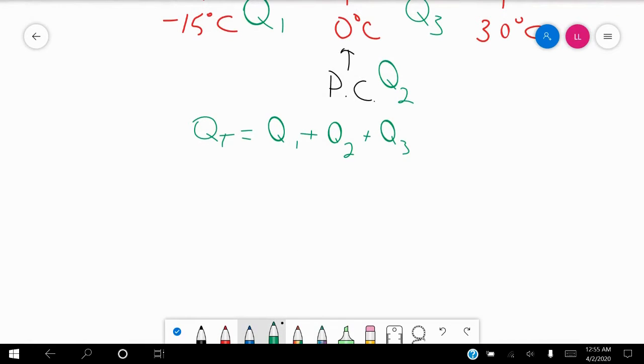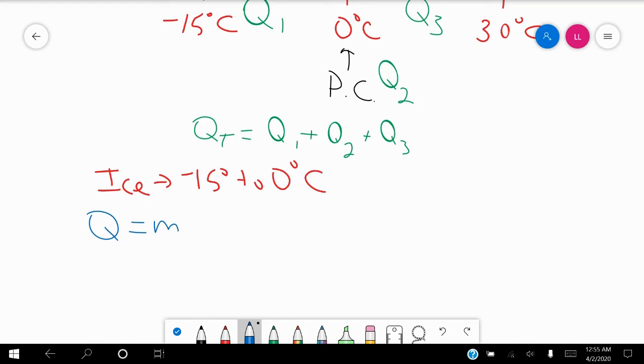So the first one will be ice, from negative 15 degrees to 0 degrees. Okay, so that will be an MCAT. So Q equals MC delta T. And one thing also to remember is that ice has a different specific heat than water, and then vapor has a different specific heat.